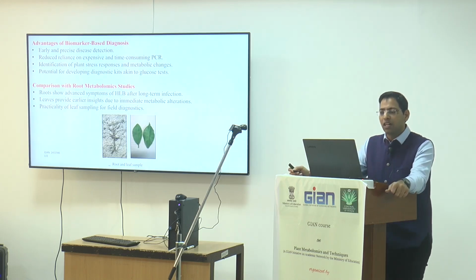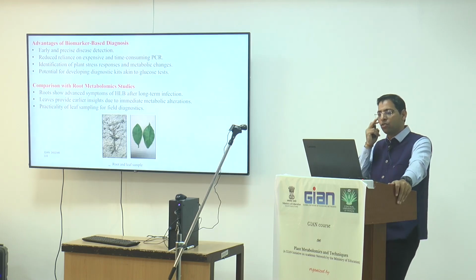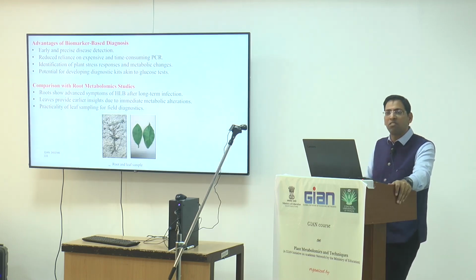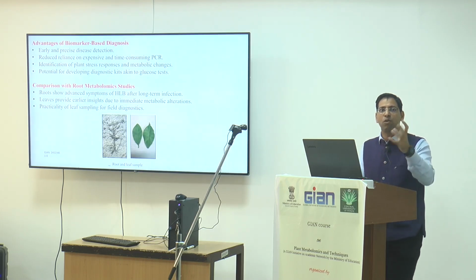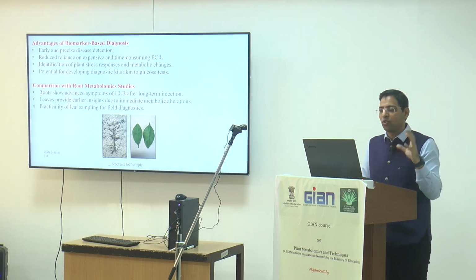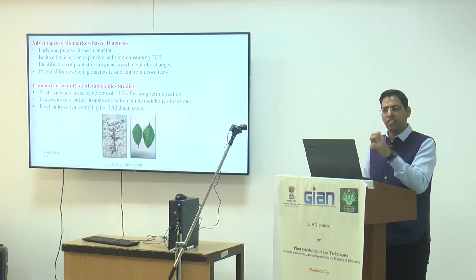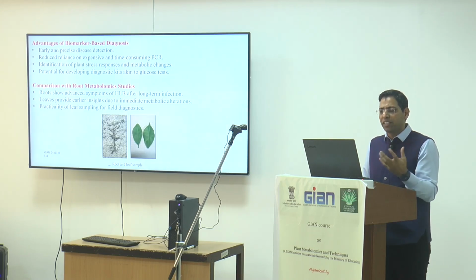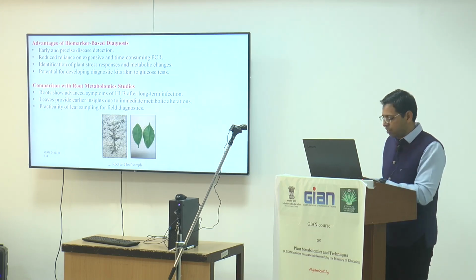The advantage of biomarker-based diagnosis is that it allows early and precise disease detection, reduces reliance on the expensive and time-consuming PCR, and lets us understand the plant stress response through metabolomic changes. There is potential for developing a diagnostic kit, just like a glucose kit. Comparing with root metabolomics investigations, roots showed the features of this disease only after long-term infection, while leaves provide clear insight due to the immediate metabolic interaction. The infection comes in the root very late, but in the leaves very soon. So the leaf sample is particularly used for field diagnostics.